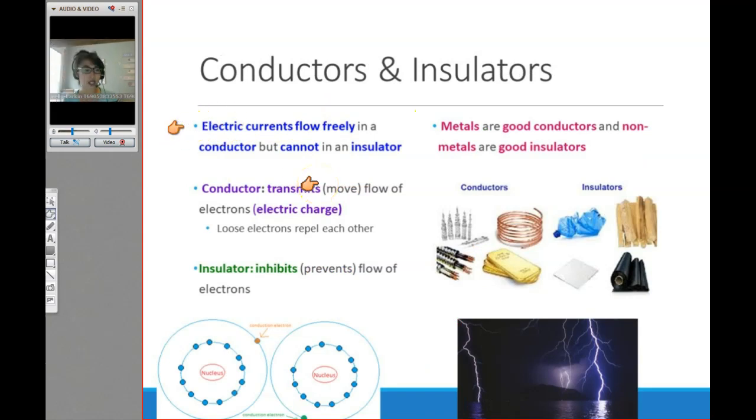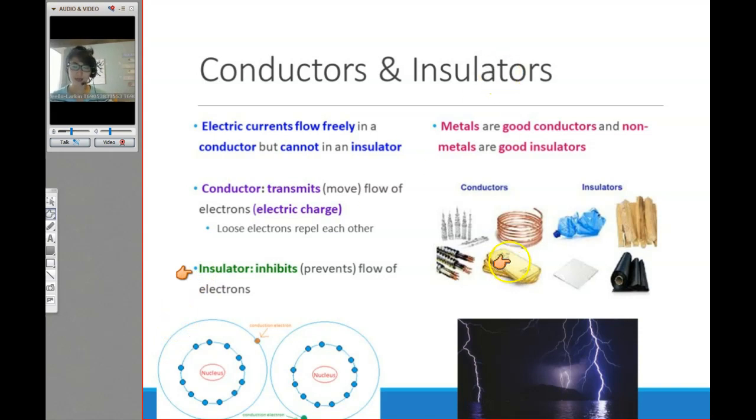Now, we should know this term already. We've learned about conductors and insulators before, but before we were talking specifically about heat. Now we're going to talk about electricity. We still use these terms for electricity because electricity and heat are also related to each other, but for now we're going to think of them a little bit separately. Electric currents can flow freely in a conductor, but they cannot flow freely in an insulator. A conductor will transmit or move electrons, allowing those electrons to flow through. Insulators, though, are going to inhibit or prevent the flow of electrons.